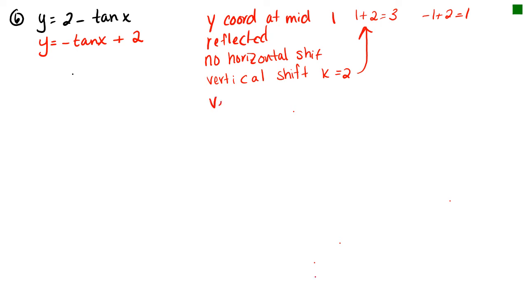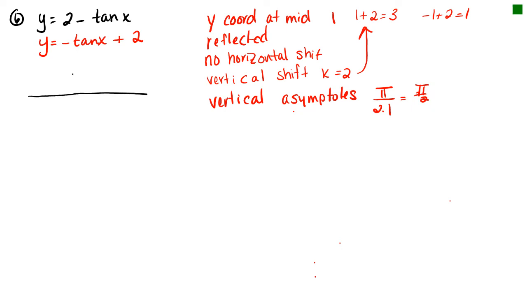And vertical asymptotes are going to be at pi over 2 times 1, which is pi halves. So just like the parent graph. So let's graph this. All right, and we had no horizontal shift, so we just graph it right at 0, 0. All right, and midway point pi halves, midway point negative pi halves.